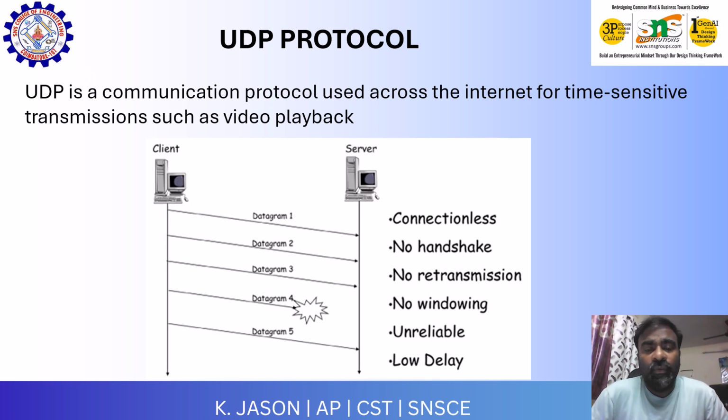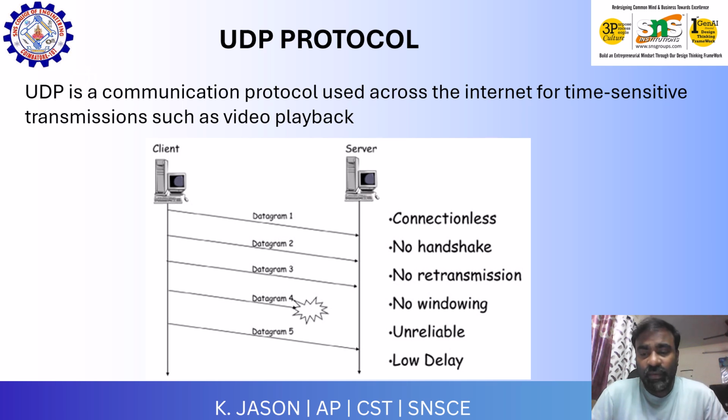Here you see the flow of UDP across the internet with a time-sensitive transmission, such as video playback. In UDP there is no established connection before data transmission, so it's connectionless, with no handshake. Handshake means synchronization: if a connection is established, you have to shake hands, request and acknowledgement, everything. So no retransmission. If any data is lost or corrupted, there are no retransmissions.